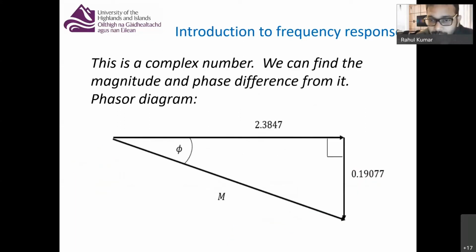Now, using that complex number, we develop the phasor diagram. Along the x-axis is your real axis, and the y-axis is your imaginary axis. So the x-axis is my real axis, and the y-axis is my imaginary axis.